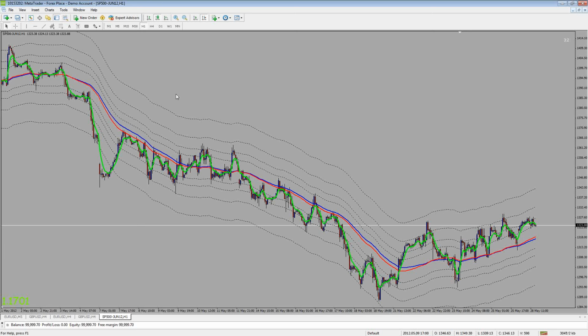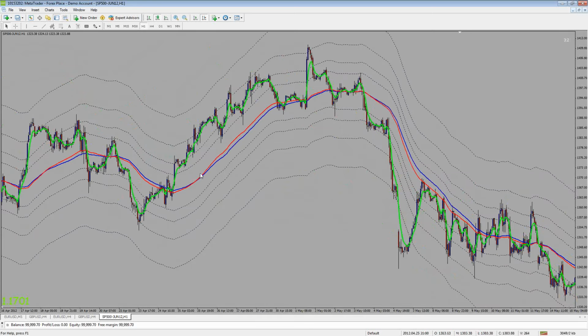So again, for long, we'll be looking for the baselines to be sloping upwards, preferably with the faster moving average, the 75, above the 85, and we'll be looking to enter long when it crosses or when the price returns to the baselines. I'll speak shortly, in a few minutes, about these black lines that surround the baseline.